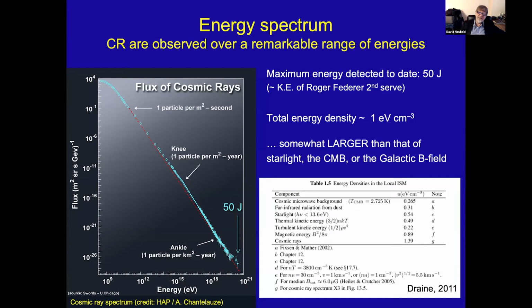They're also a very significant contributor to the energy density in the galaxy. In fact, one that is slightly larger than that of starlight, the cosmic microwave background, or the galactic magnetic field. So we think of our galaxy as being filled with starlight, but the cosmic rays actually have more energy density than the starlight.